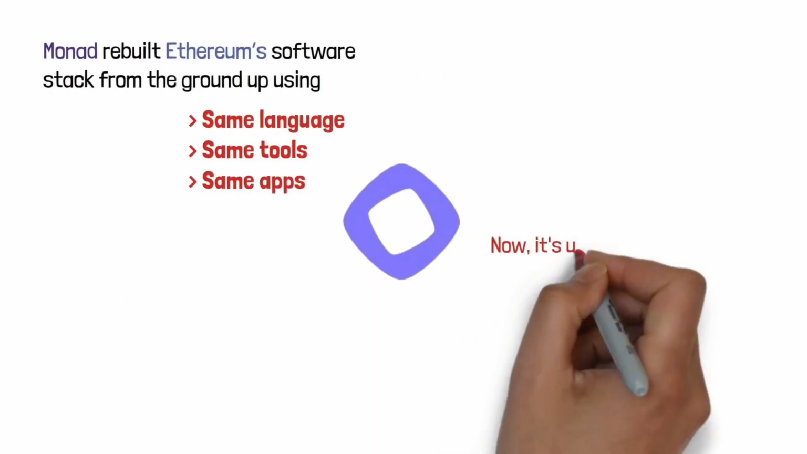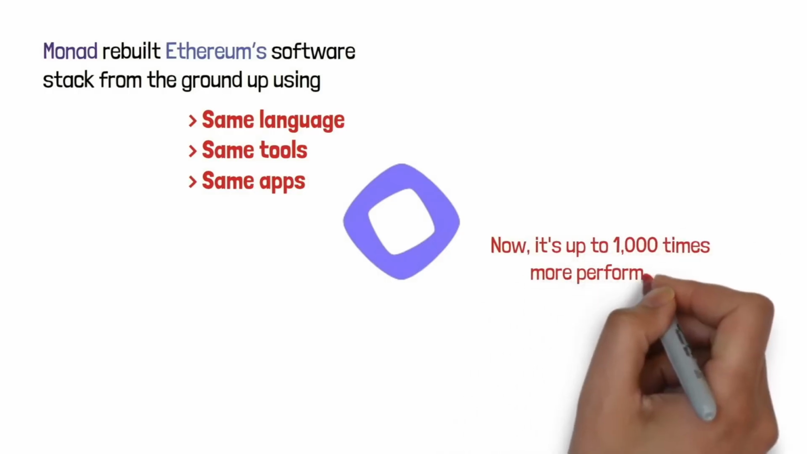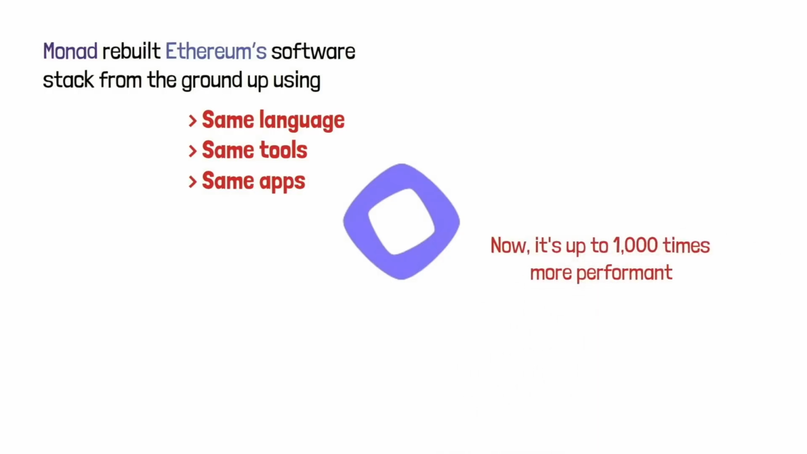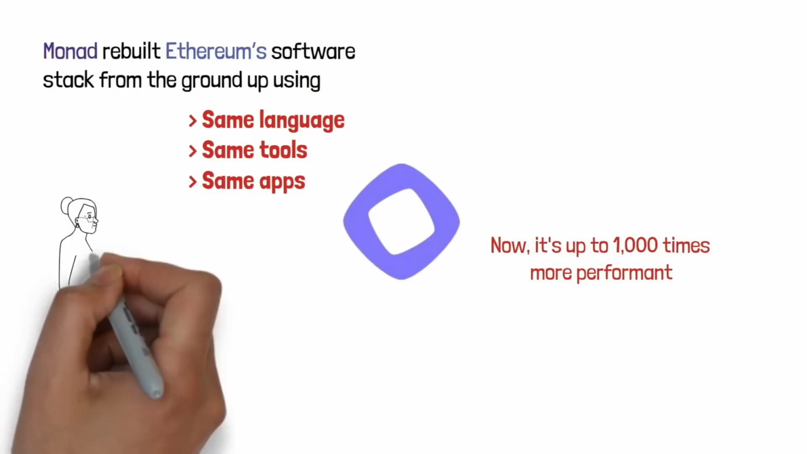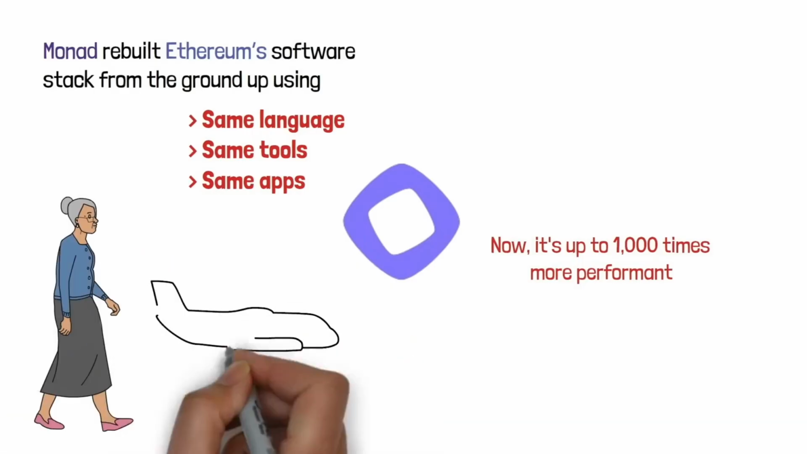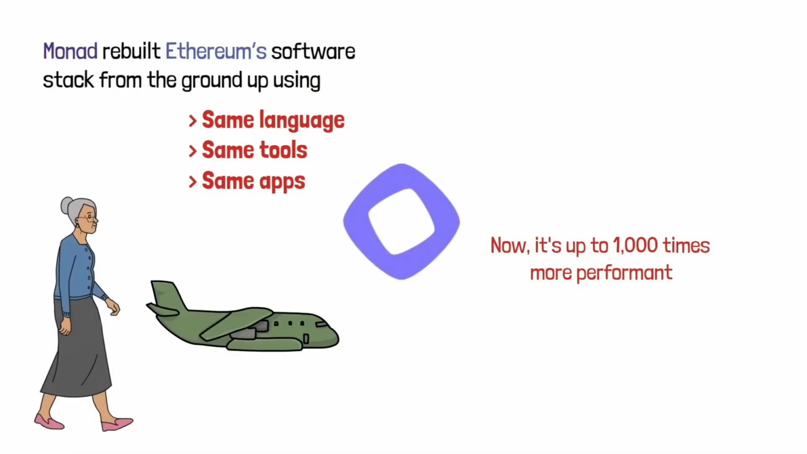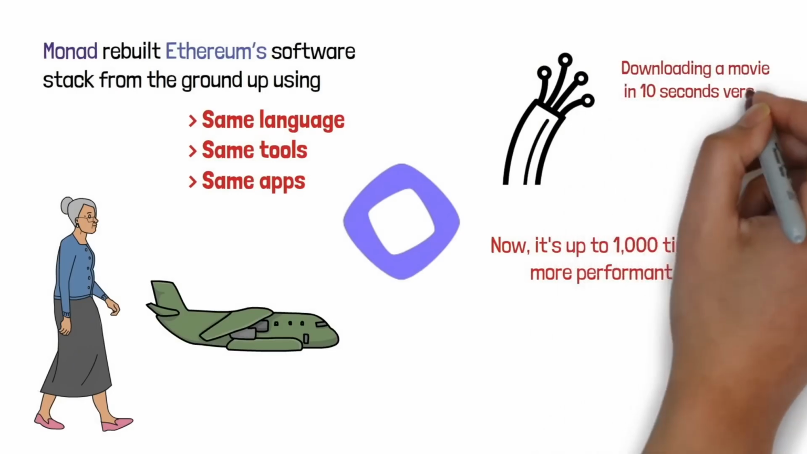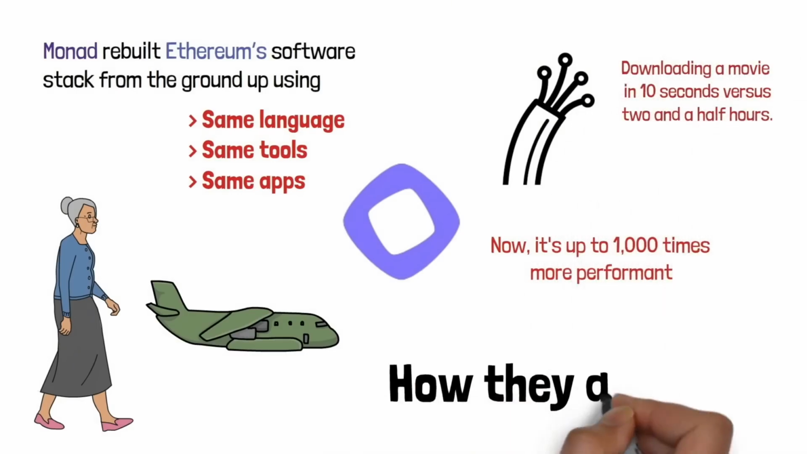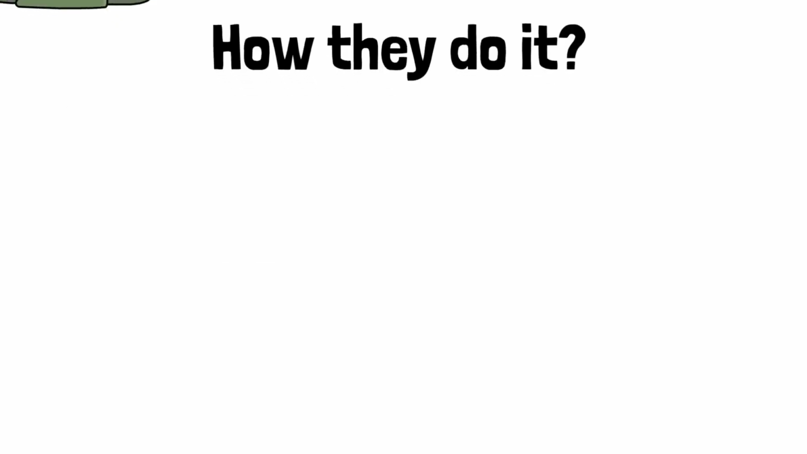But now it's up to 1,000 times more performant. That's not a small upgrade. It's like going from a grandma walking to a supersonic jet, or going from dial-up internet to fiber optic. Think downloading a movie in 10 seconds versus 2.5 hours. So how did they do it? It comes down to 4 key breakthroughs.